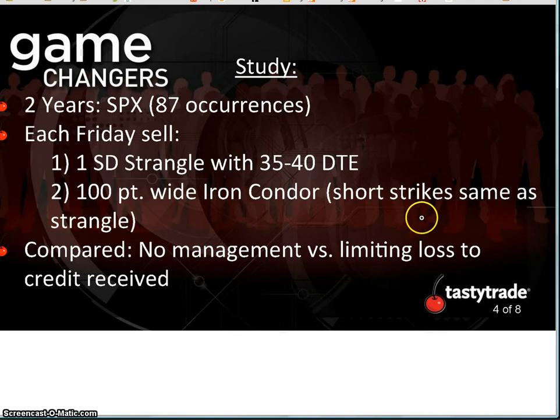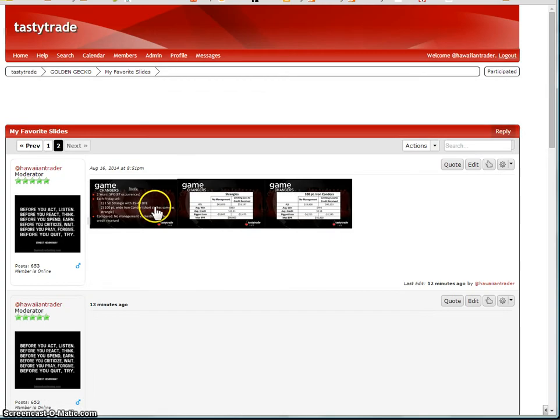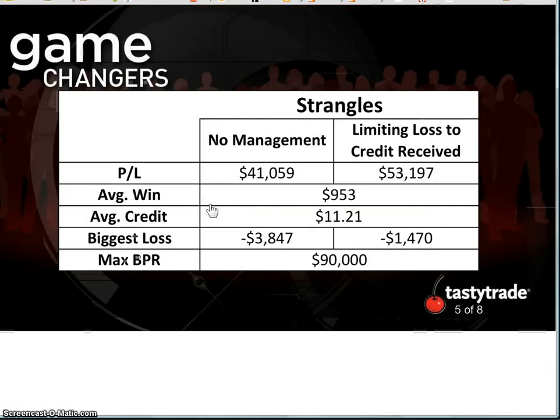So he sold a 1 standard deviation triangle, but on the buy side he bought out the wings 100 points further out. And he compared not managing it at all versus limiting losses to the credit received. So let's say he sold something for $1. If it lost $1, he'd close it. So on a triangle, look what happened. His P&L, he made more money limiting his loss to the credit received.